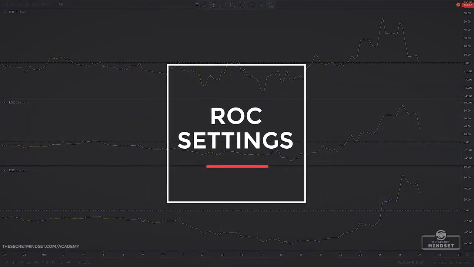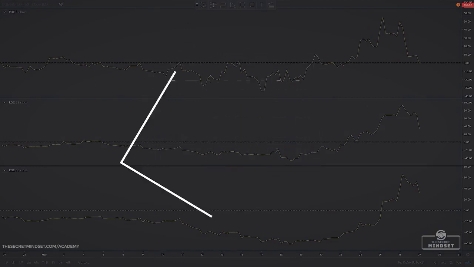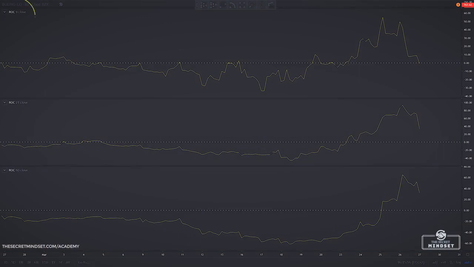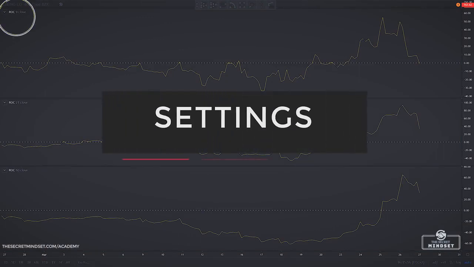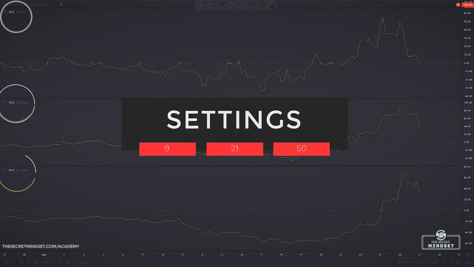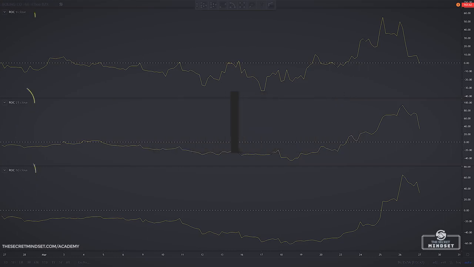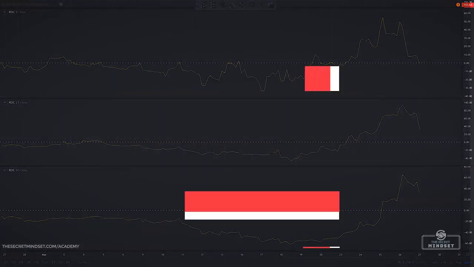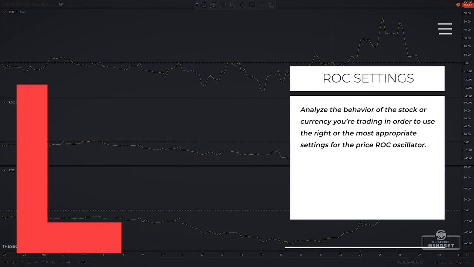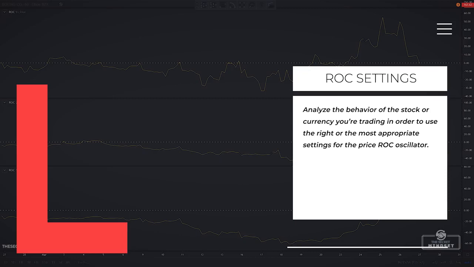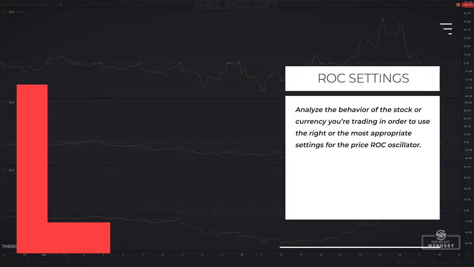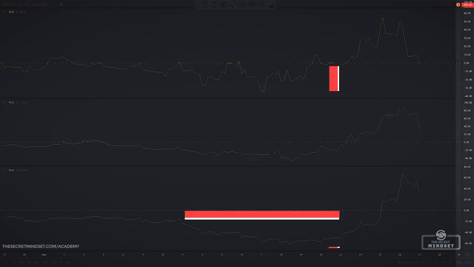There are many settings that can be used for the rate of change oscillator. The common setting used for this indicator is 9 periods. Other commonly used settings include 14, 21, and even 50. Remember that there is no absolute number that can magically give the right settings. Rather, it's important to analyze the behavior of the stock or the currency you're trading in order to use the most appropriate settings for the price rate of change.